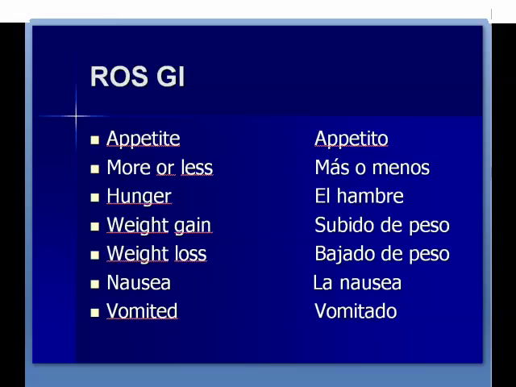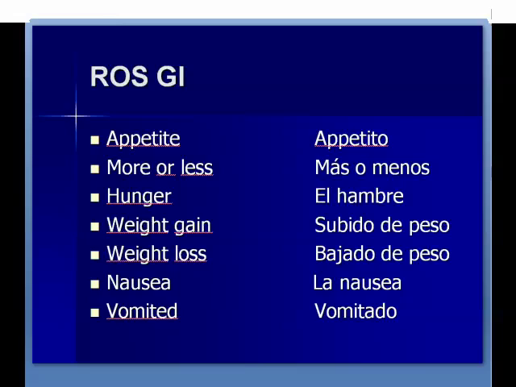Now we'll go on into review of systems. So, we'll begin with the GI review of systems. Appetite. Apetito. More or less. Más o menos. Hunger. El hambre. Keeping in mind not to say hombre, which is man in Spanish. So, hunger. El hambre.